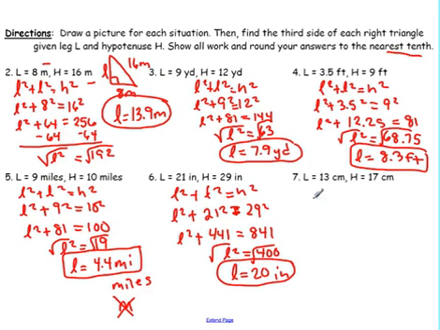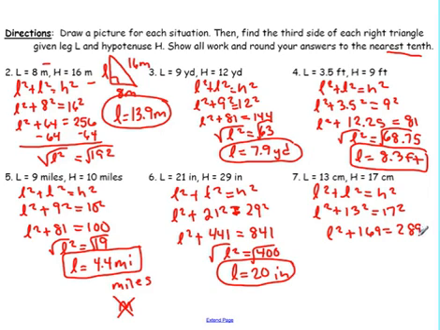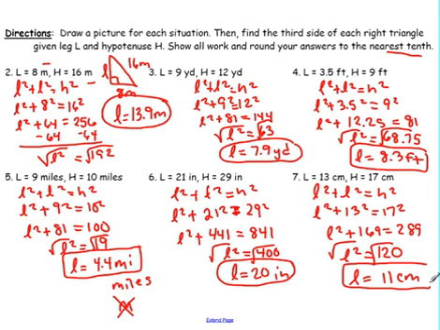Number 7, I'm going to continue using the same formula. Leg squared plus leg squared equals the hypotenuse squared. When I substitute this in, I'd have leg squared plus 13 squared equals 17 squared. Leg squared plus 169 equals 289. When I subtract 169 from both sides, I simply get 120. When I take the square root of both sides, the leg will equal 11.0 centimeters when you round to the nearest tenth.